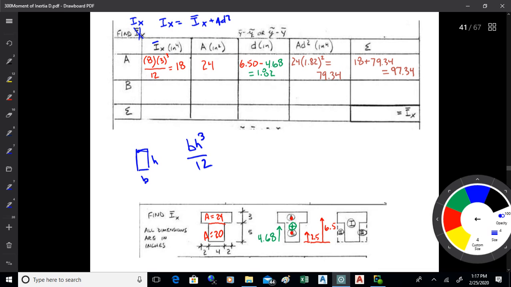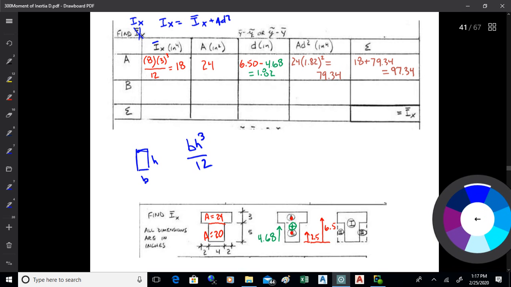All right, now the centroidal moment of inertia for a rectangle is the base times the height cubed over 12. So for A, I've got a base of 8. 2, 4, and 2 makes 8. Height of 3. 8 times 3 cubed over 12 gets me 18. The area is 24. Now, the one little bit on this is getting these offset distances.